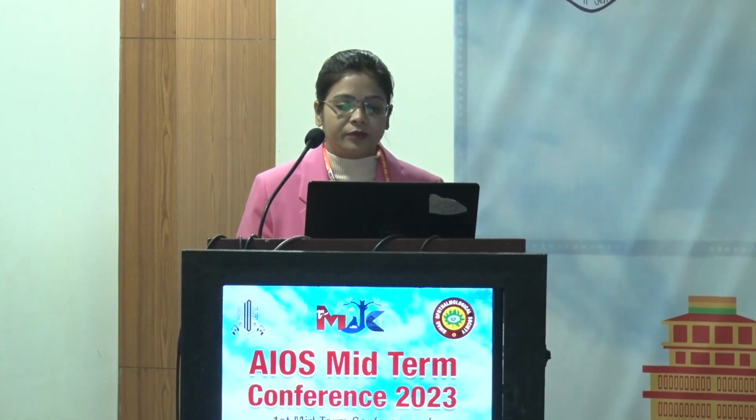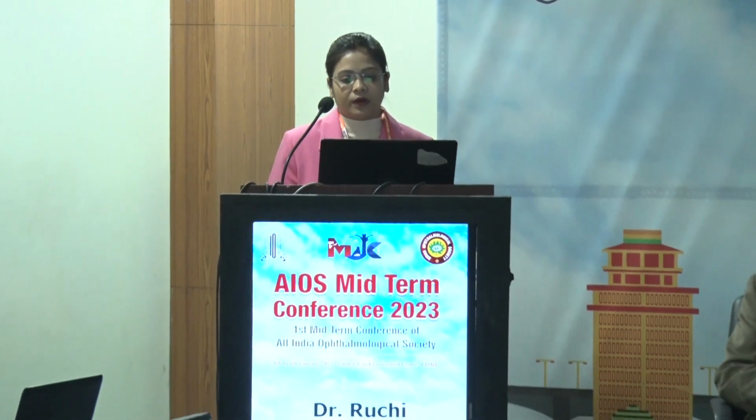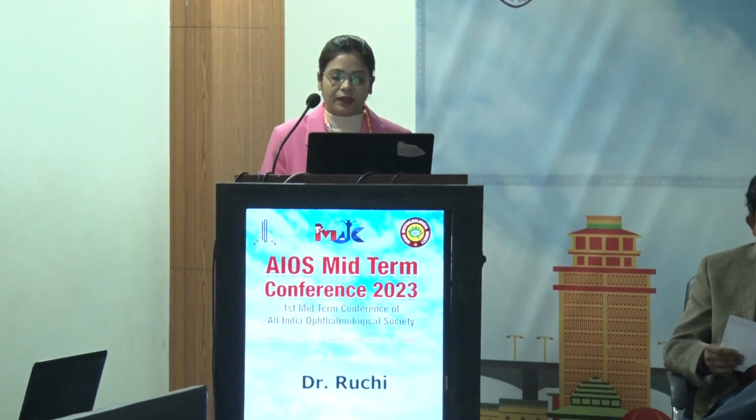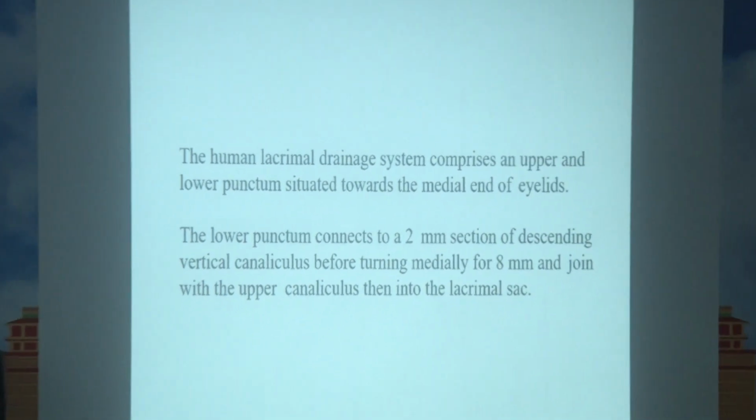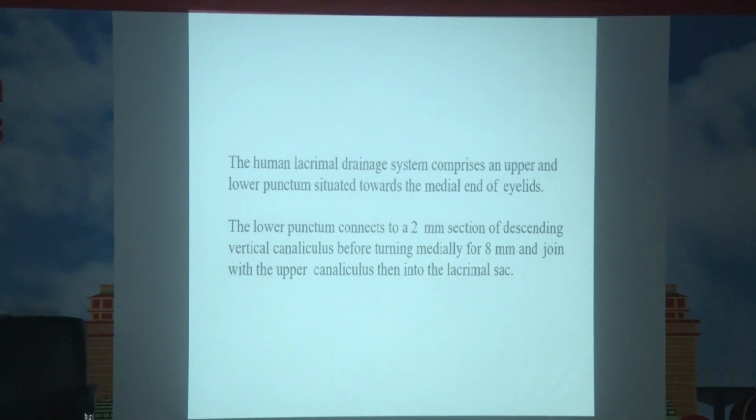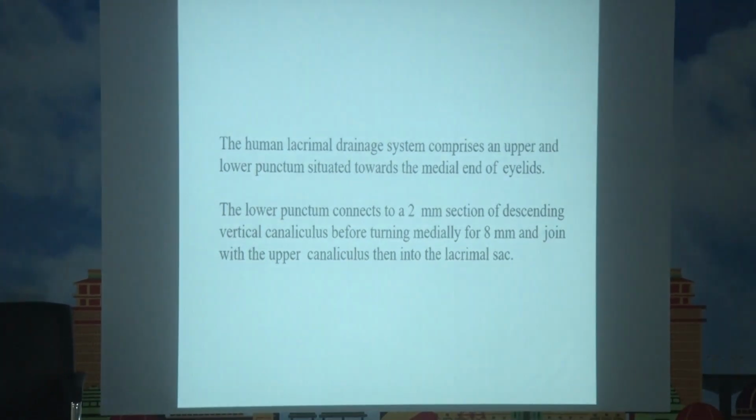The human lacrimal drainage system comprises an upper and lower punctum situated towards the medial end of the eyelids. The lower punctum connects to a 2 mm section of descending vertical canaliculus before turning medially for 8 mm and joining with the upper canaliculus, then into the lacrimal sac.